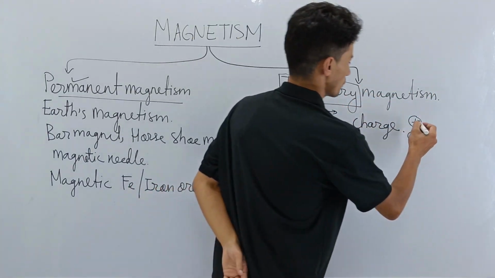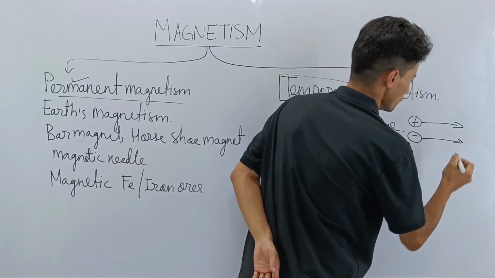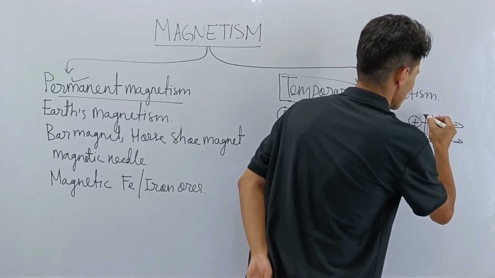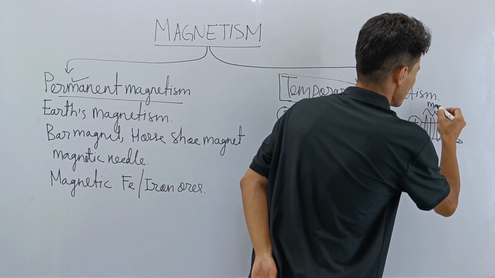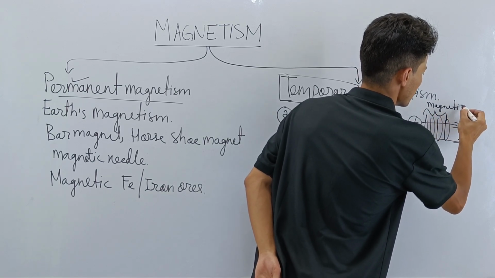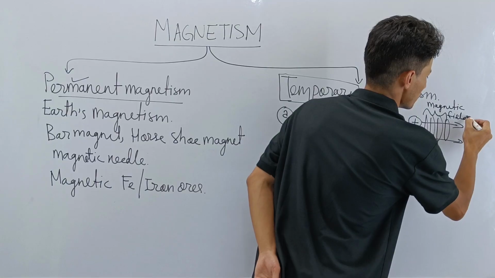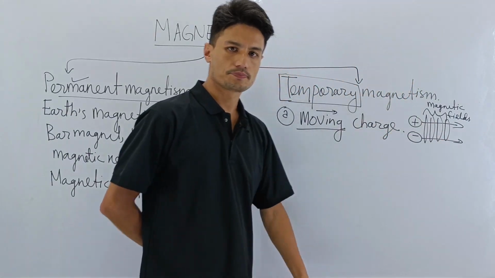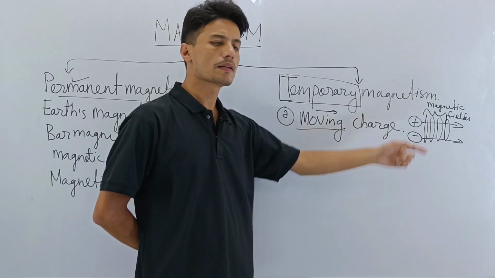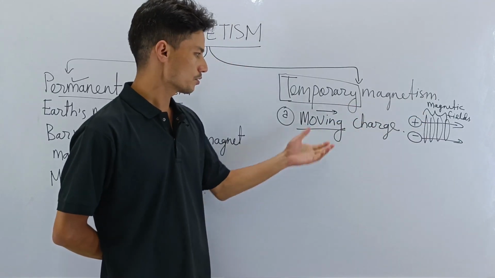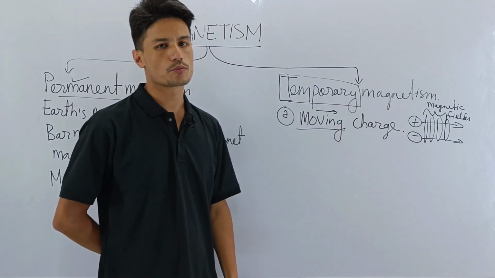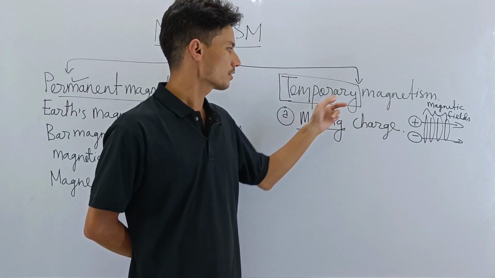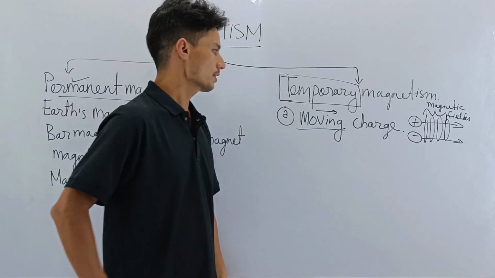So a moving charge. The charge is to move, and when the charge moves, it generates magnetic fields. So a moving charge generates magnetic fields. Remember this. Now these are temporary magnets only, okay? As long as the charge is moving, a magnetic field will be generated. When the charge stops, the magnetism will die. So that's why these are temporary magnets, okay?